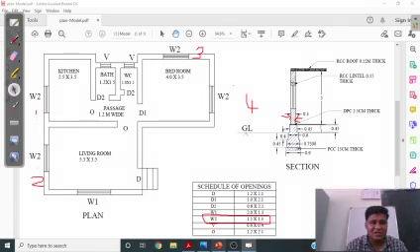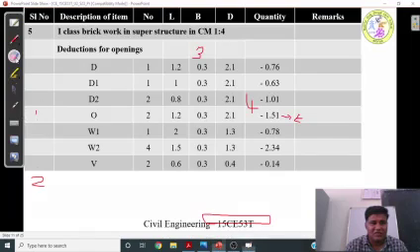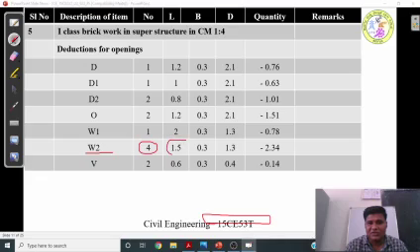So in these deductions, if I consider W2, there are 4 windows and the length of the window is 1.5, the width of the masonry is 0.3 and the depth of opening is 1.3. So 4 into 1.5 into 0.3 into 1.3 will give me 2.34 cubic meters, which is the quantity to be deducted for the window W2.